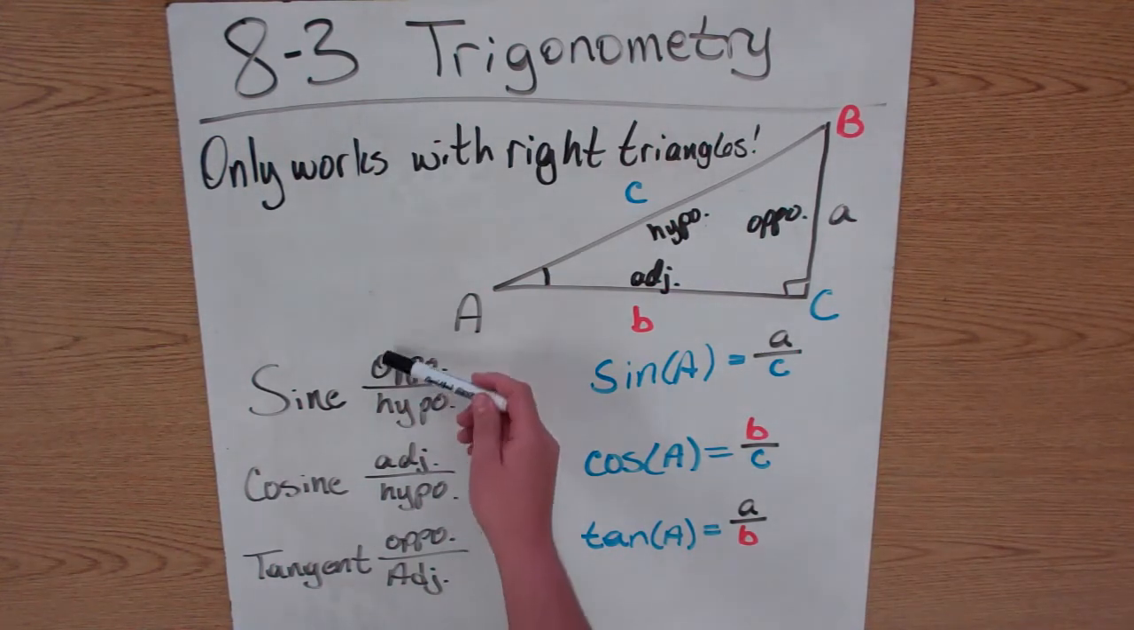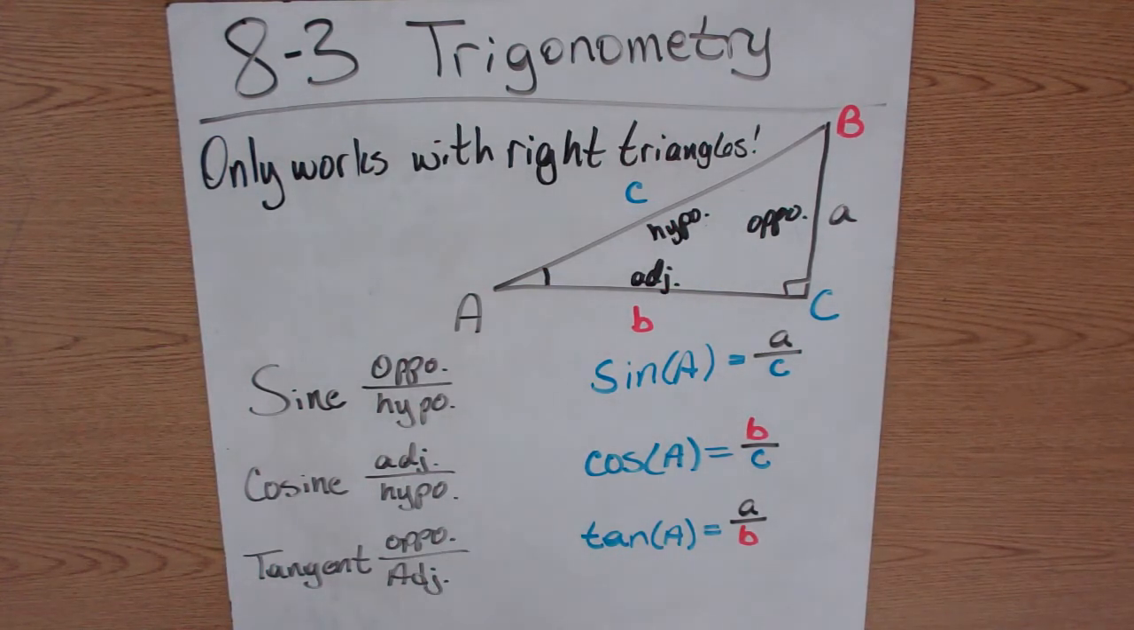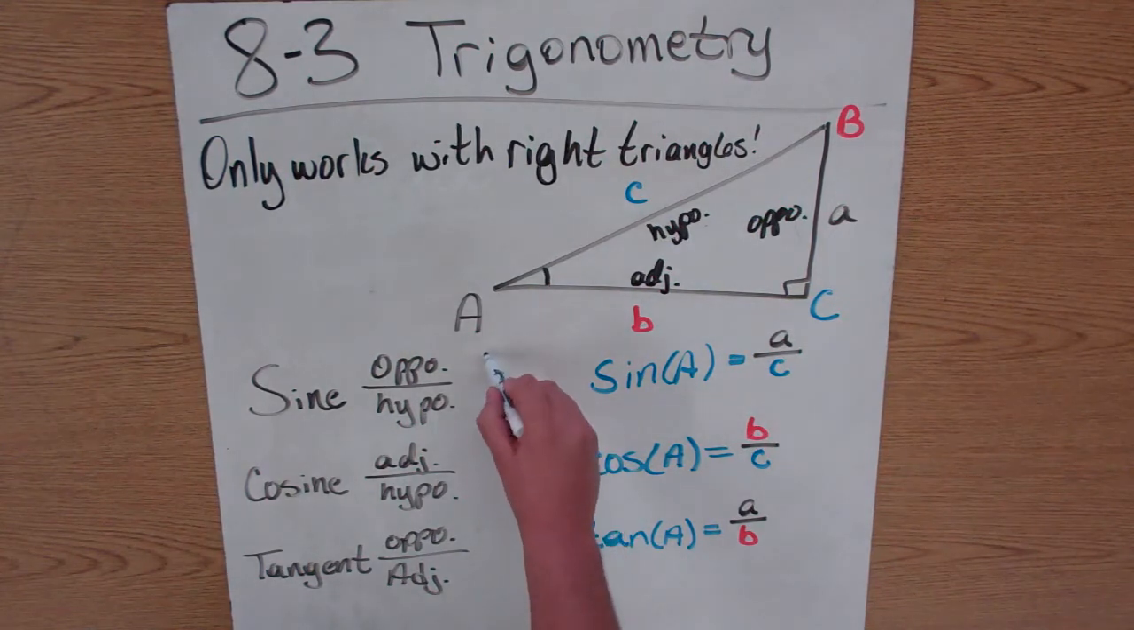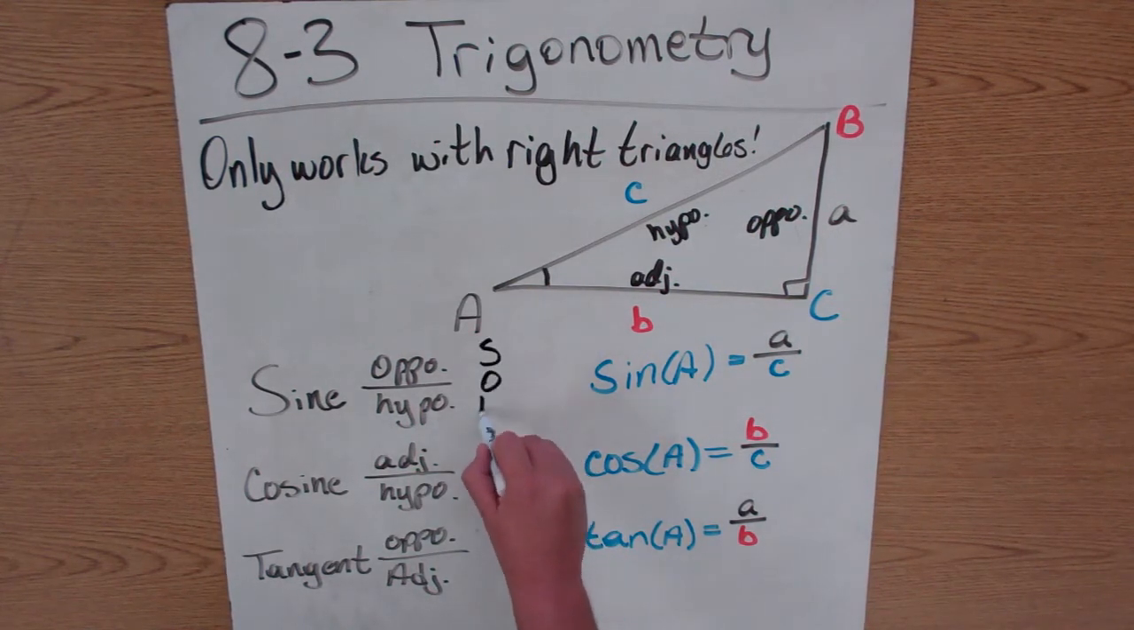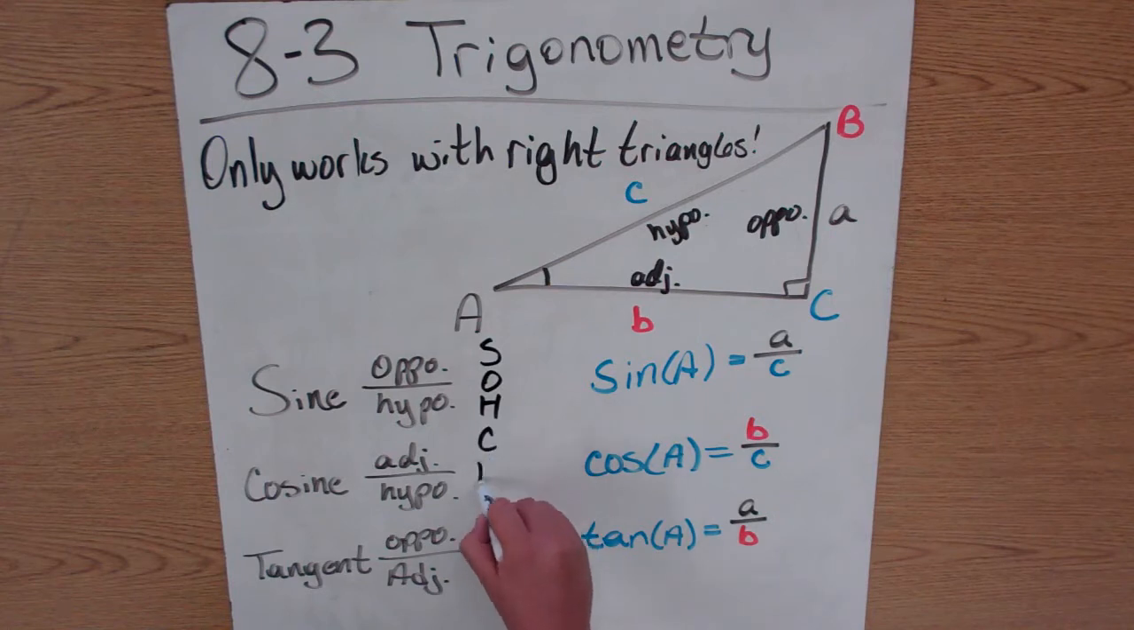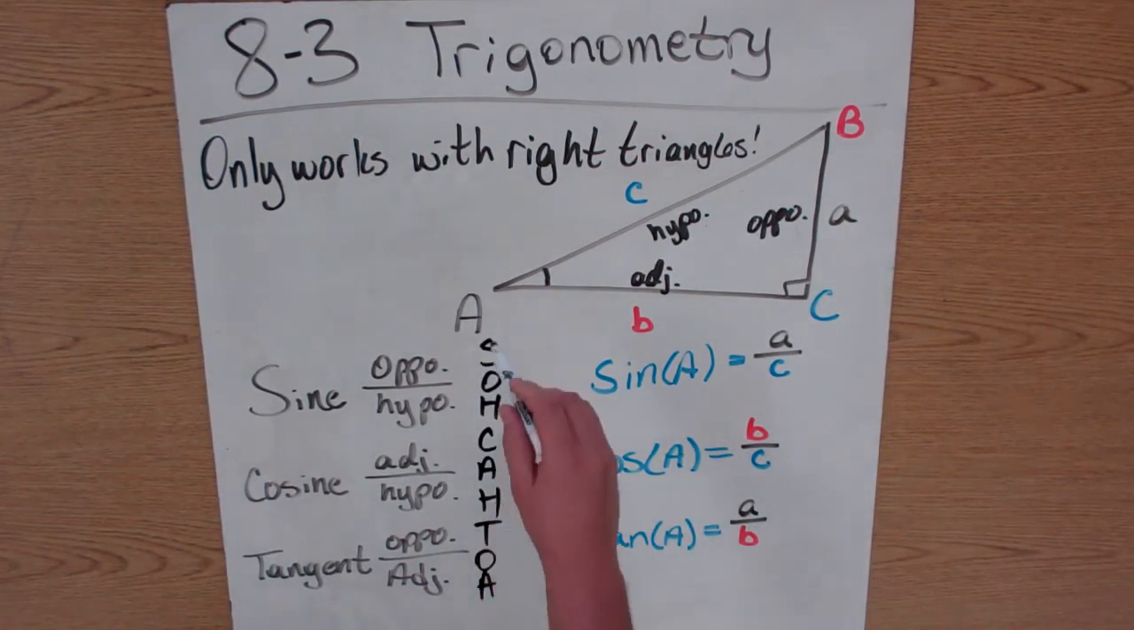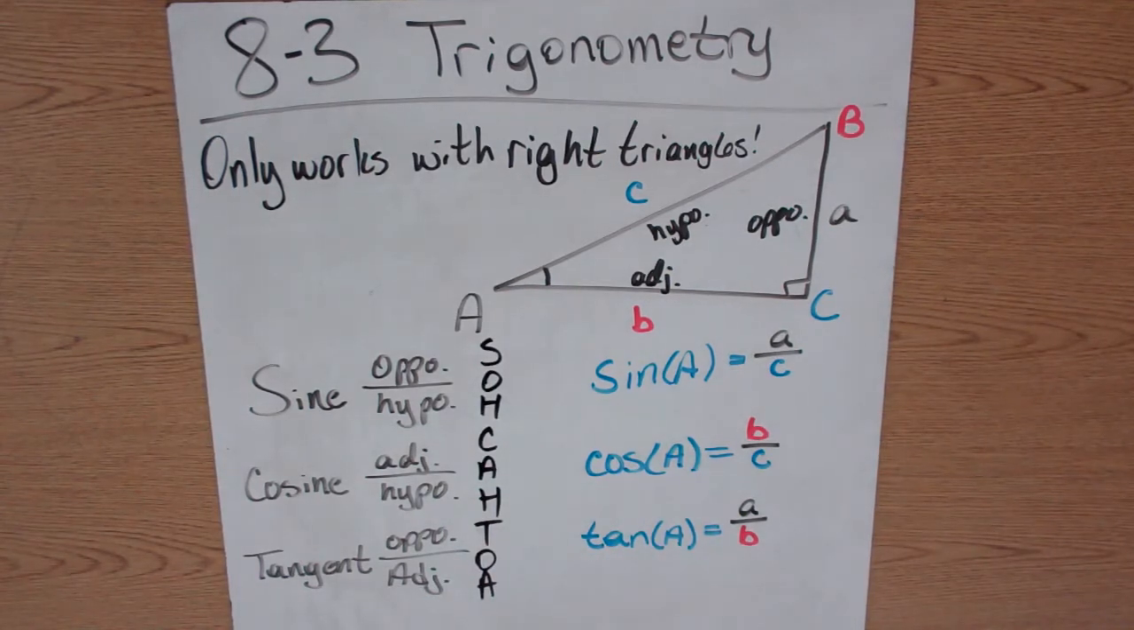If you want a way to remember the order of this, you can remember SOH CAH TOA. Sine is opposite over hypotenuse, cosine is adjacent over hypotenuse, tangent is opposite over adjacent. So you can remember the acronym SOH CAH TOA.